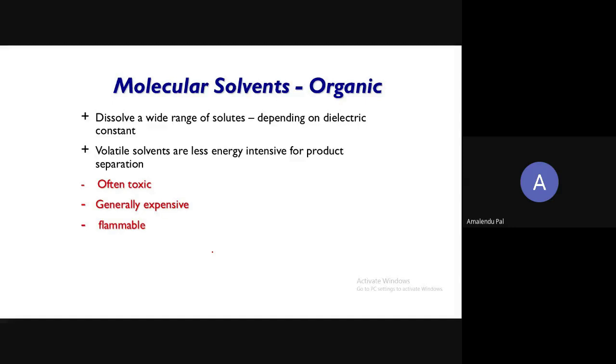And organic solvent is toxic, that's a very, very important word, and generally expensive also. And most organic solvents are flammable also. So you see the situation is that for molecular solvents only, that second point is better. If the dielectric constant is high, then it is okay, you can dissolve most of the solutes. And you can use less energy for product separation because it can evaporate very early.